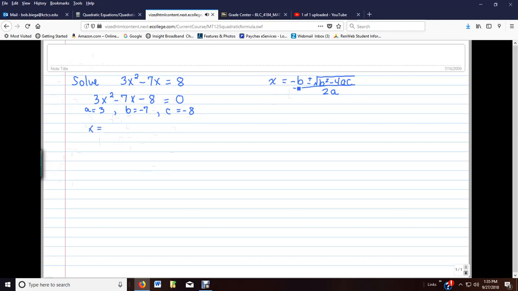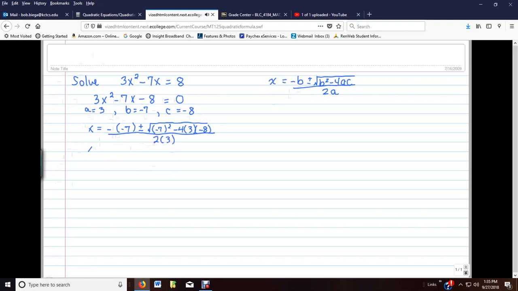Our quadratic formula calls for negative b, so that's going to be negative 7 plus and minus the square root of b squared, negative 7 squared, minus 4 times a, which is a 3, times c, which is a negative 8, all over the top of 2 times a, 2 times 3.